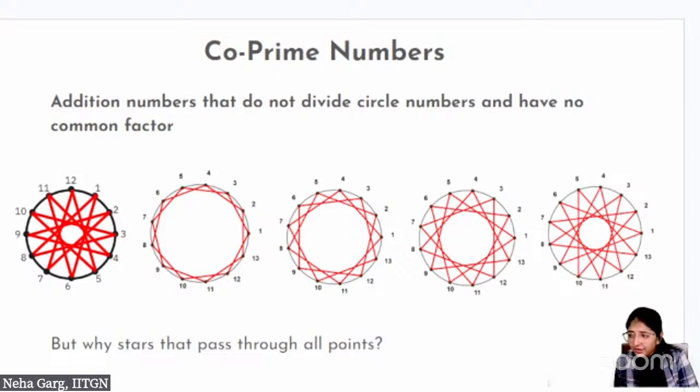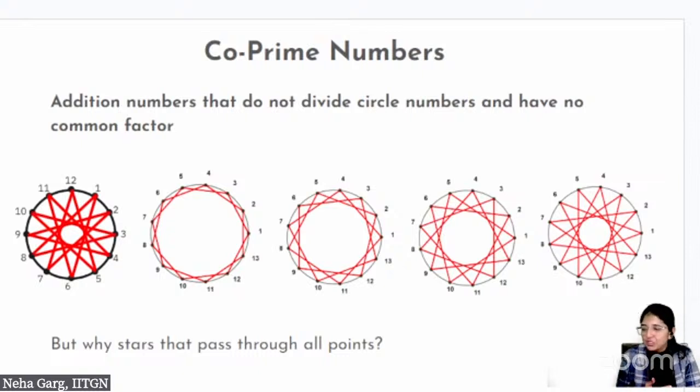Now the question is, why are the stars passing through all the points? Why are we actually getting stars here? Sure, they do not divide the number of points on the circle, but why are we getting stars? Why is it passing through all the points, and why not through some points? Now let us try to understand that.